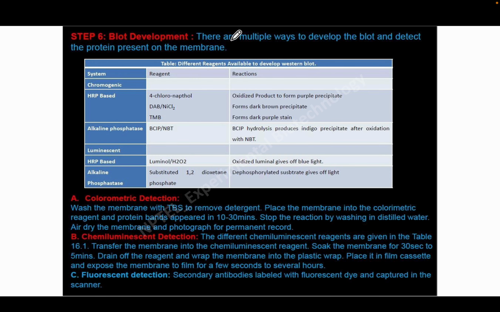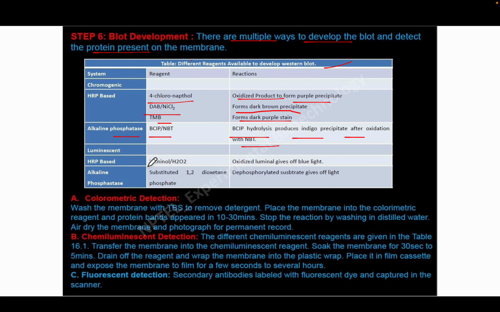Blot development. There are multiple ways to develop the blot and detect the protein of interest. Two different reagents are available to develop Western blots. HRP-based reagents, for example 4-chloro-1-naphthol, DAB, TMB. What happens? The oxidized product forms a purple precipitate. DAB with NiCl2 forms a dark brown precipitate. TMB forms a dark purple stain. Alkaline phosphatase: BCIP, NBT. BCIP hydrolysis produces an indigo precipitate after oxidation with NBT.